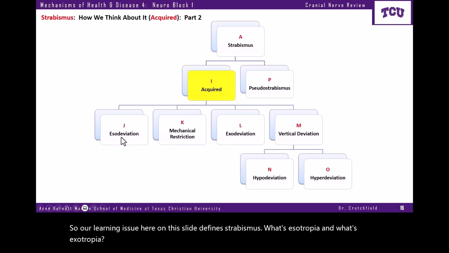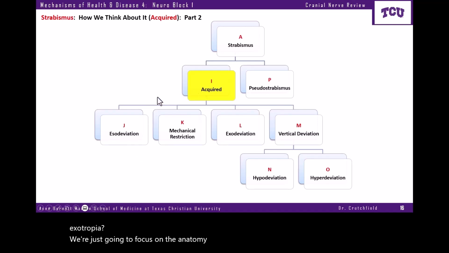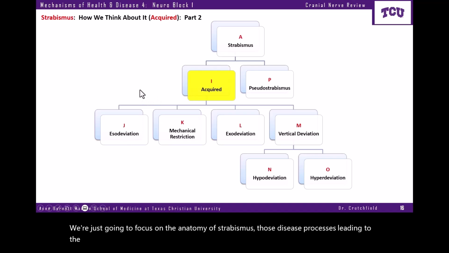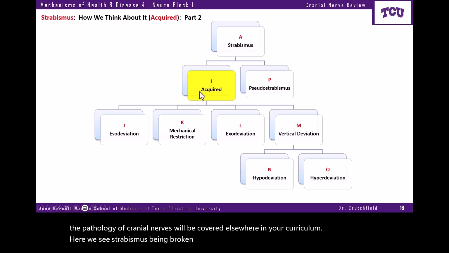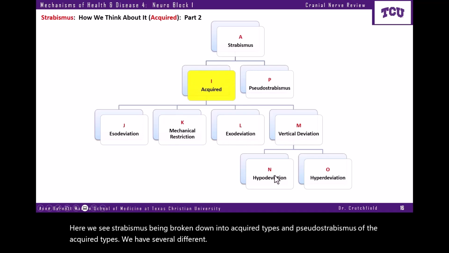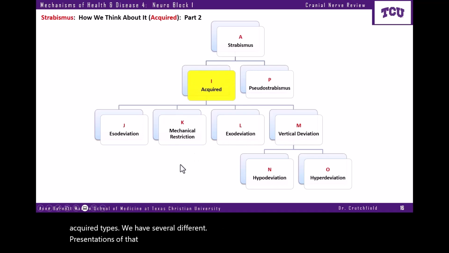We're just going to focus on the anatomy of strabismus. Those disease processes leading to the pathology of cranial nerves will be covered elsewhere in your curriculum. Here we see strabismus being broken down into acquired types and pseudo-strabismus. Of the acquired types, we have several different presentations of that type of strabismus. We won't go into all of these. It's not necessary at this level of your education.